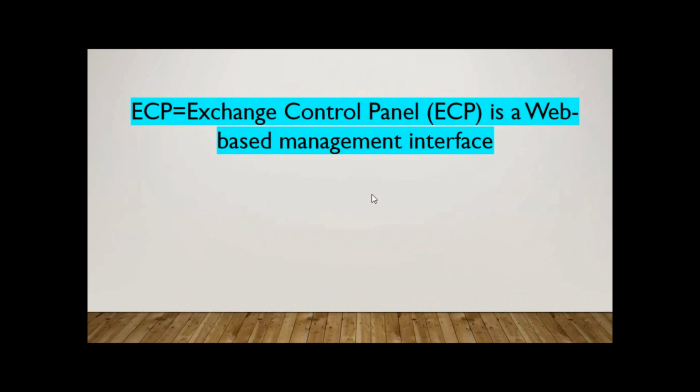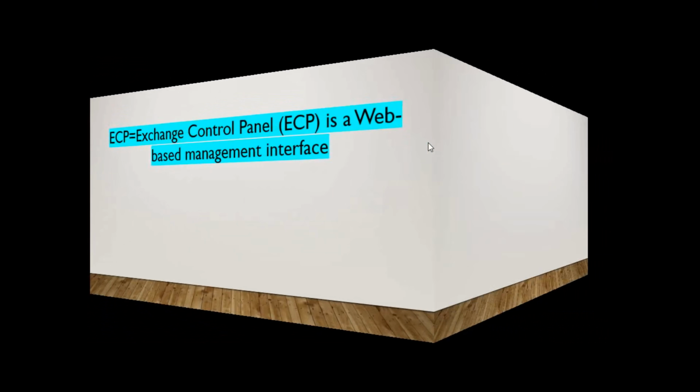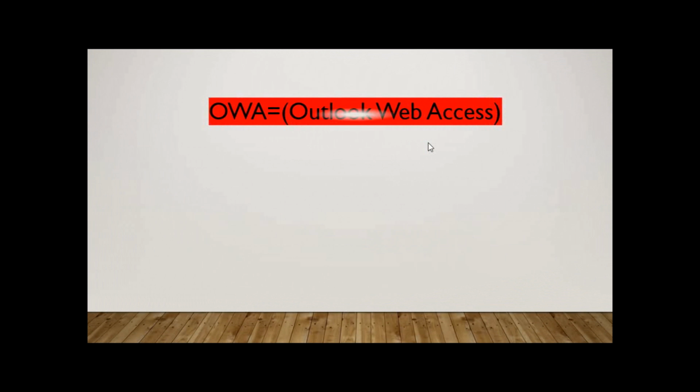ECP stands for Exchange Control Panel, a web-based management interface. This interface is used by the admin for server maintenance and troubleshooting. OWA is Outlook Web Access. This is used by clients for exchanging mail.